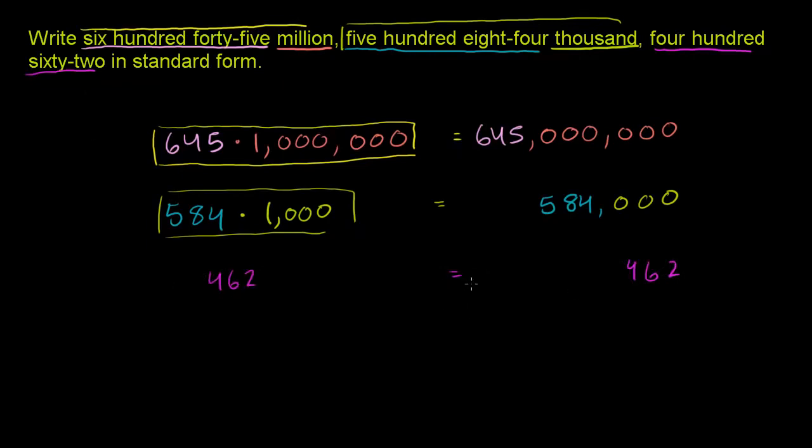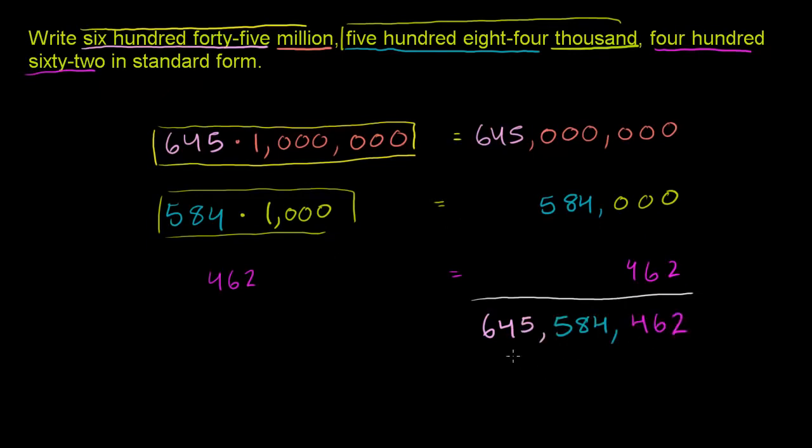Now, our number is all of these combined. It is 645 million and 584,000 and 462. So one way to think about it is that you could add these three numbers. So if we were to add them, we get 645 million, 584,000, 462.